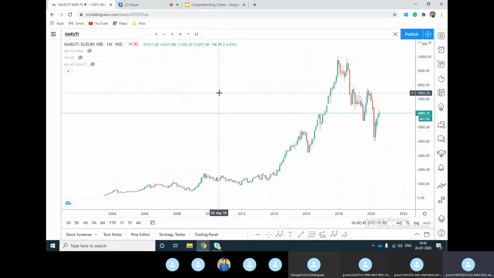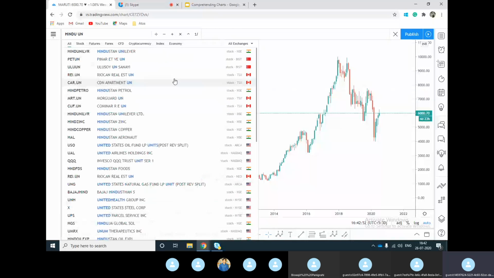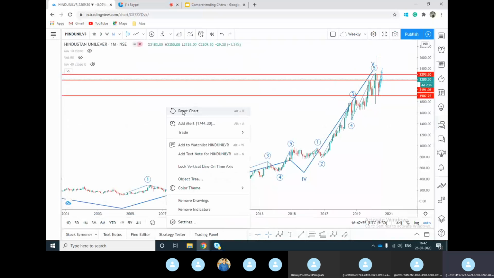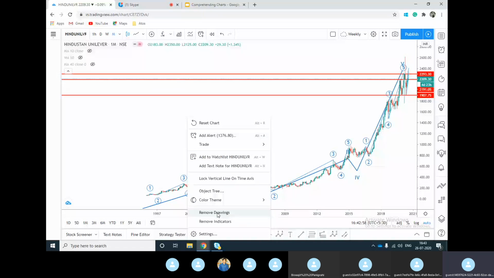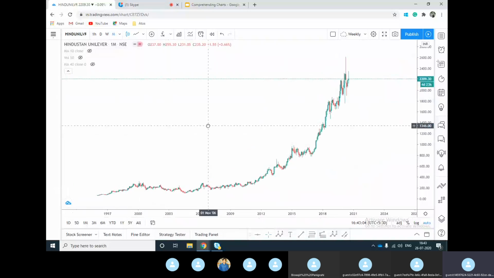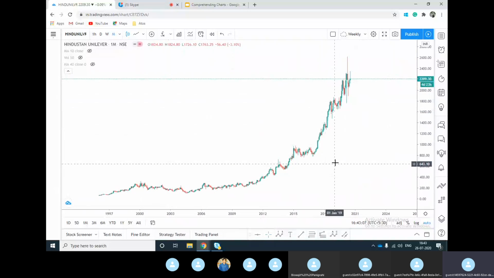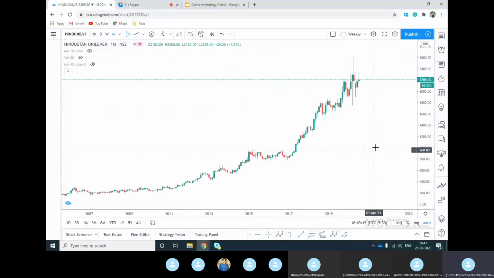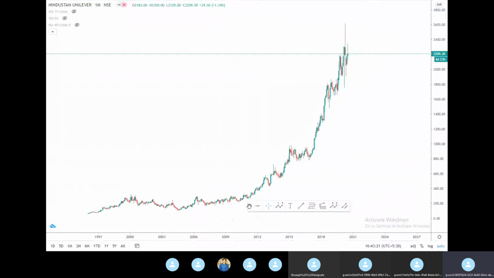Well, let's take another example. How about HUL, Hindustan Unilever? Let me remove the drawings. Can you see where the ranges are, where the stages are? Try to find the stages here. I will just zoom out. Find the stages. I will give you 10 seconds to do that.